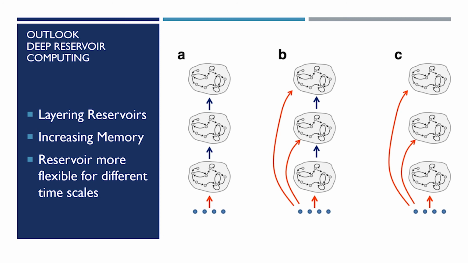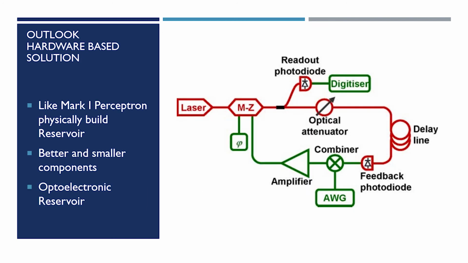Here you can see 3 different approaches for connecting reservoirs with each other. Connecting multiple reservoirs could potentially increase the memory capacity and the ability to work with different timescales, as stated in the paper Deep Reservoir Computing, a critical experimental analysis, published in December 2017. Another way to improve reservoirs is to build them physically. At the beginning, we saw the Mark I perceptron, which was a hardware-based solution. Today, we can manufacture way smaller and better components. Especially the advanced production quality of fiber components could help building reservoirs.